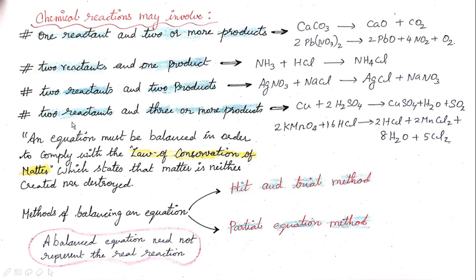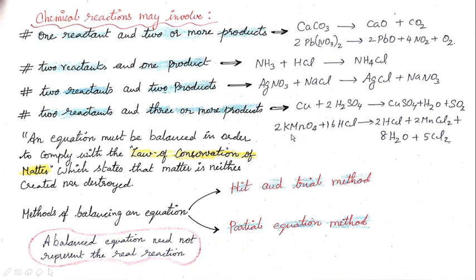And another one is two reactants and three or more products. So already we have seen one reactant, three products, two or more products. Here, two reactants, three or more products. In this first case we have copper plus sulfuric acid, H2SO4, and the products are copper sulfate, water and sulfur dioxide. So two reactants on the left hand side and three products on the right side.